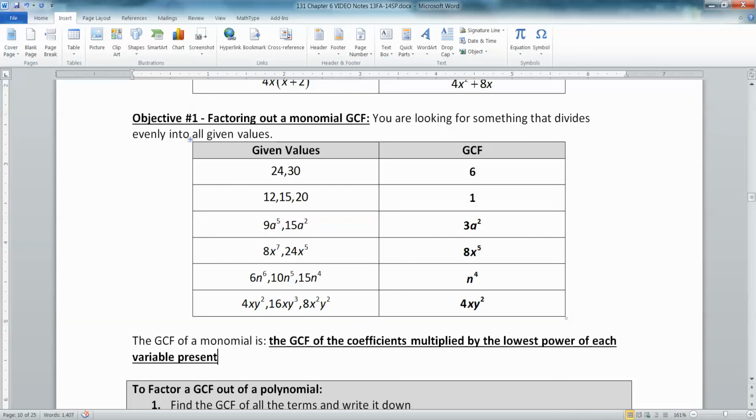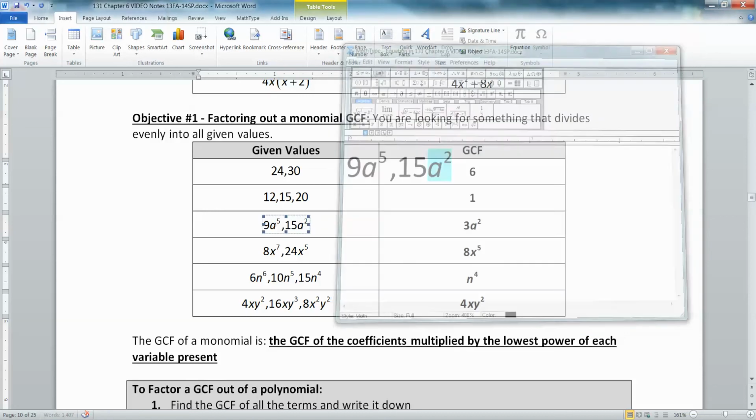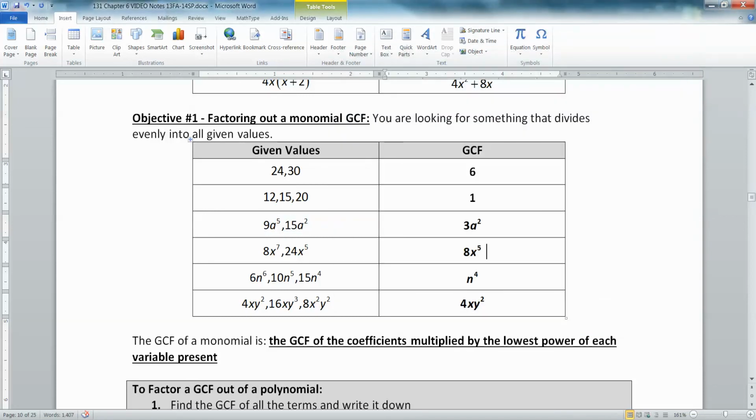Let me just go with this one. If I went a to the fifth, it won't go into a squared. This one only has 2 a's to give, right? I can't go any bigger than that. So I have to go with the lowest power present, and that's a squared. A would work as well, but it's not the greatest common factor. A is a common factor, but not the greatest.